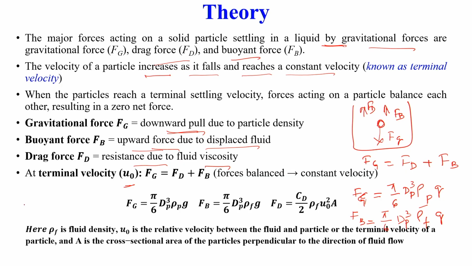Now, there is one more force, the drag force F d, and this is defined as drag coefficient C d upon 2, rho f, the density of the fluid, u naught square into A. Here rho f is the fluid density, u naught is the relative velocity between fluid and particle, or you can say terminal velocity of the particle. A is the cross sectional area of the particle perpendicular to the direction of the flow.